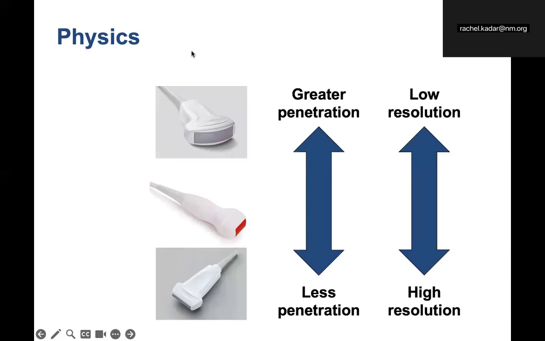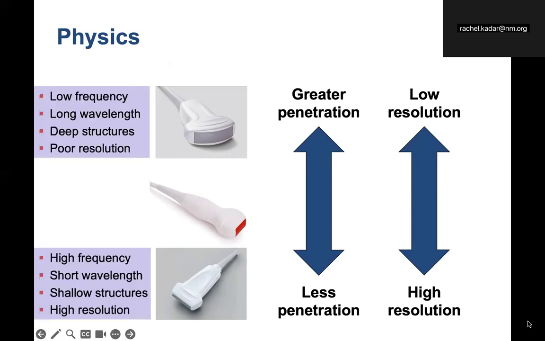So reviewing the probes, here we see the abdominal probe, the phased array probe, and the vascular probe. The abdominal probe has greater penetration. It can go deeper into the body, but you will therefore have a lower resolution. On the other extreme, the vascular probe has less penetration, but has a much higher resolution. If we talk about ultrasound waves and what that means, the abdominal probe has a lower frequency, longer wavelength to look at deep structures, but has poorer resolution. And the linear probe has a higher frequency, short wavelength to look at shallow structures, but does have a high resolution.